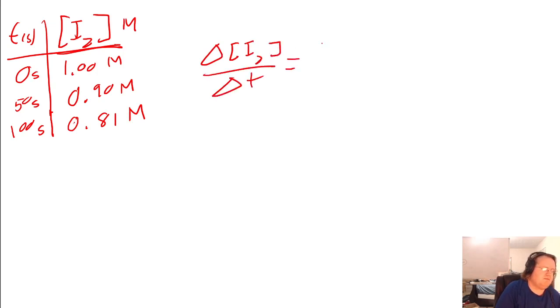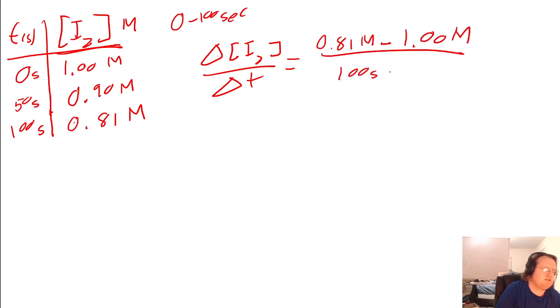So this part is for 0 to 100 seconds. At 100 seconds, we've got 0.81 molar, minus 0 seconds, 1.00 molar. Then the time, we have 100 seconds minus 0 seconds. So that's going to give us some values. Let's put those in. Divide by 100.